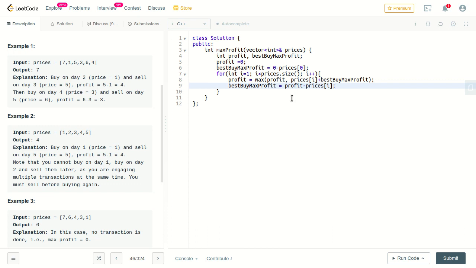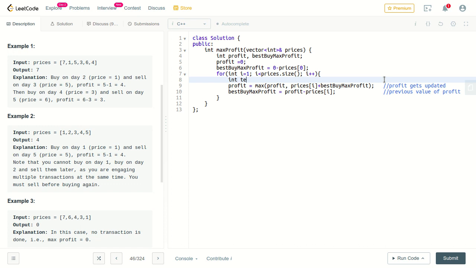We have a problem because we have already updated the variable profit and we are trying to use the previous value of profit. This is where profit gets updated, and here is where we need to use the previous value of profit. So what we need to do is store the previous value of profit in a temporary variable and use that instead. And lastly, we just return the value of profit.